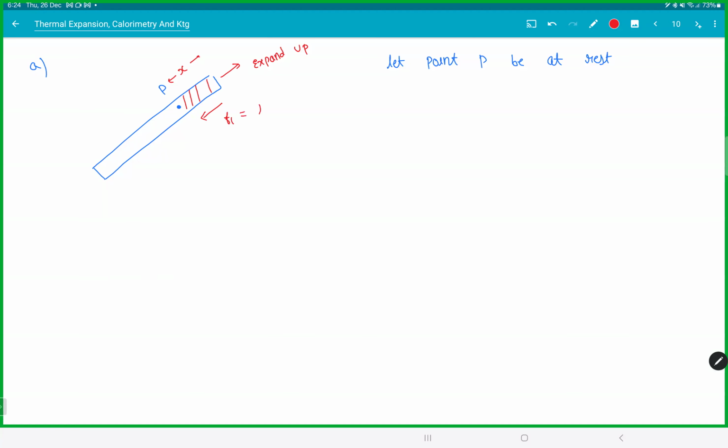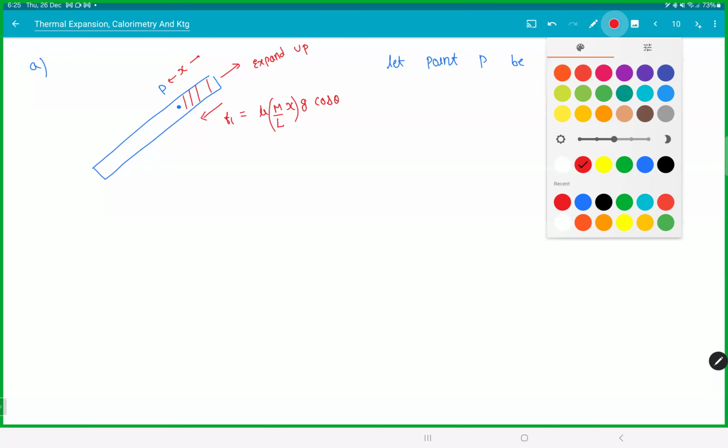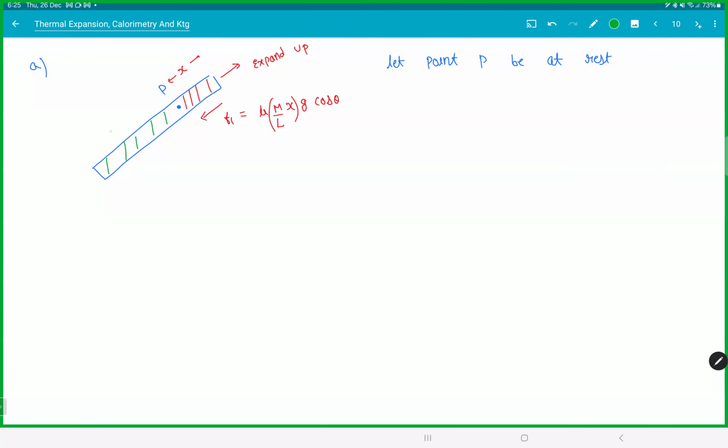And how much is that? Mu, mass of this part, which is m by L into x, that is the mass of that piece, into g cos theta. Mu mg cos theta. Is that making sense, everyone? Similarly, look at the lower part, which is L minus x. If P is not moving, this is expanding down, so the friction will be upward. F2, which is mu, mass m by L into L minus x, into g cos theta.